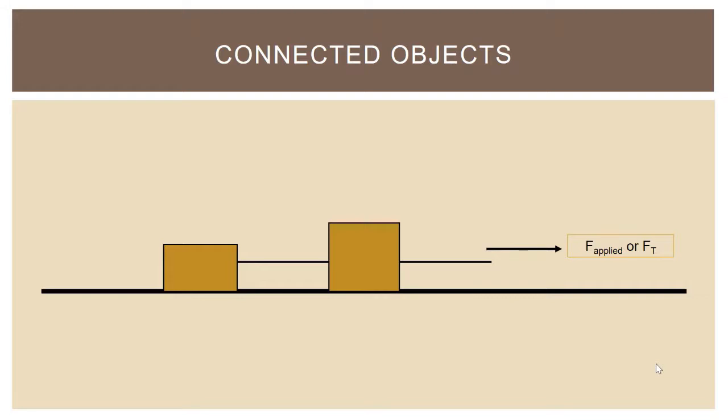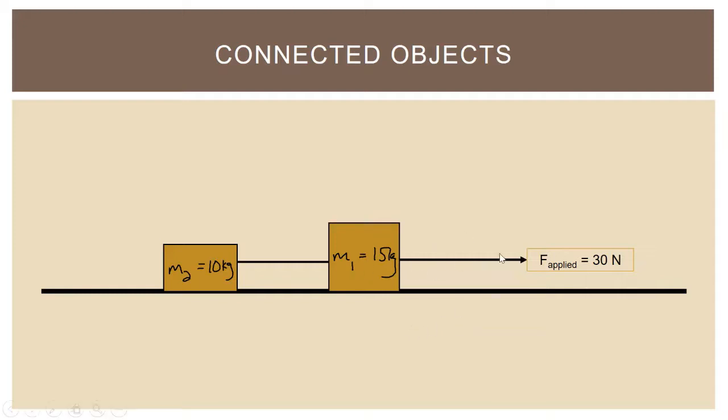And so in this particular problem, let's say the setup generally was like this, where we had an applied force, a force applied to the object of 30 newtons, and we had these two masses here. This one that's in front, the first block that's next to the applied force, we usually call M1, and we're going to say that that's 15 kilograms, and we'll say the mass of the second block, the smaller one here, is going to be 10 kilograms.